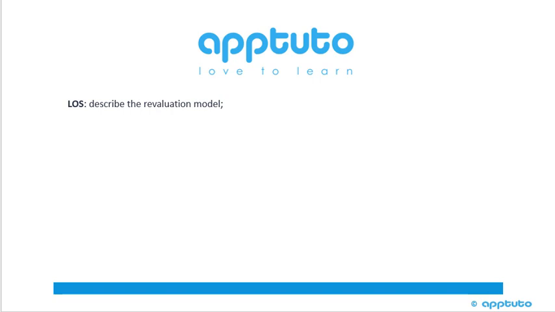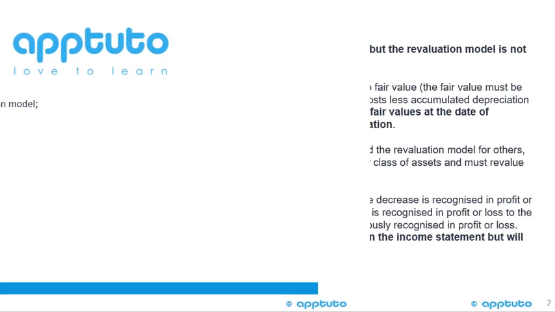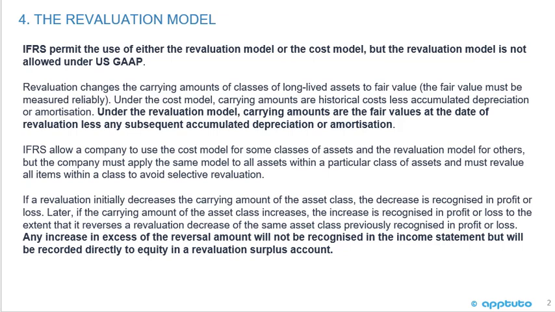This LOS is to describe the revaluation model. IFRS permit the use of either the revaluation model or the cost model, but the revaluation model is not allowed under US GAAP. So of course I've put that in bold, flashing red light. Okay. Revaluation changes the carrying amount of classes of long-lived assets to fair value. The fair value must be measured reliably.